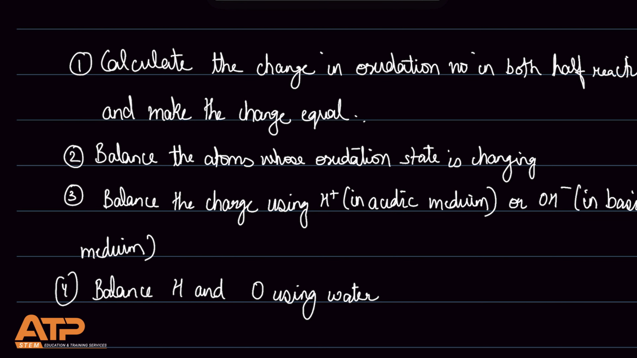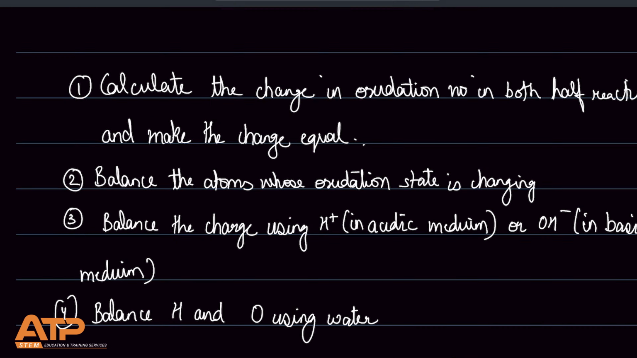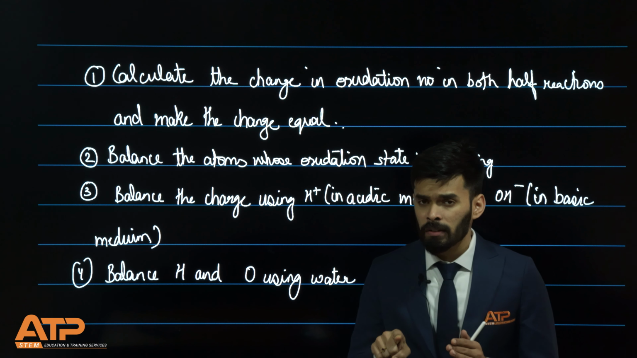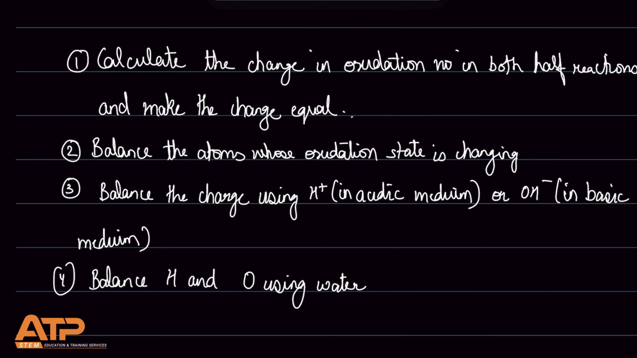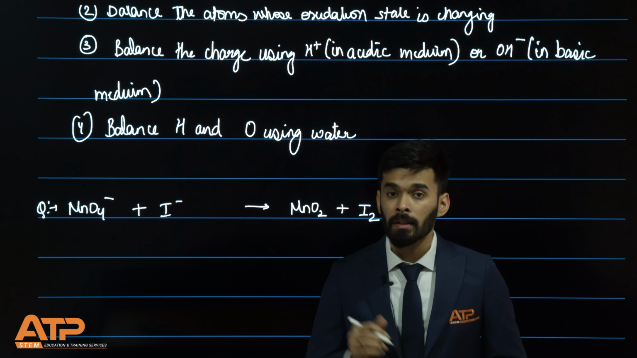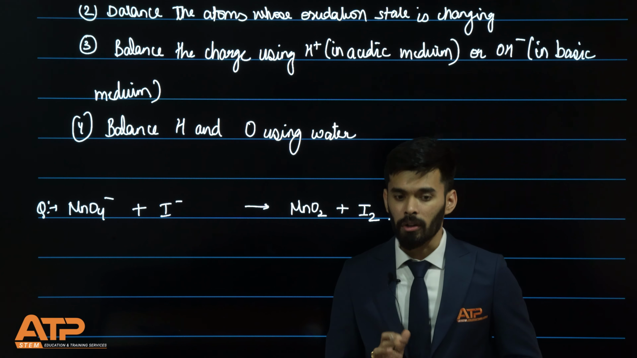The fourth and the final step is to balance hydrogen atoms and oxygen atoms by adding water on the appropriate sides. So I would recommend all of you to quickly pause this video, take a screenshot of these 4 steps, and then let's move ahead and try to solve a question using these 4 steps. So let's try to solve this question using the steps which I just told you.